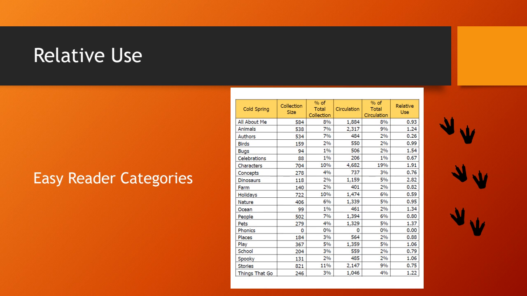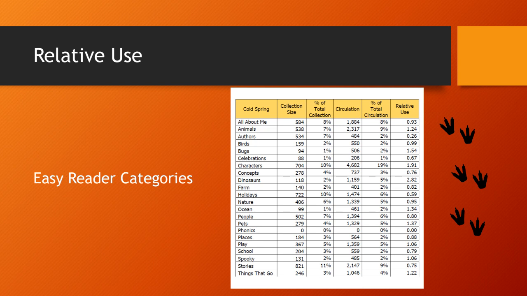I truly don't know what the effect on circulation has been. Yes, the categories were... I can't think of the verb. Our children's outreach department and our children's staff came up with the categories, and they are actually responsible for assigning the categories for our easies.